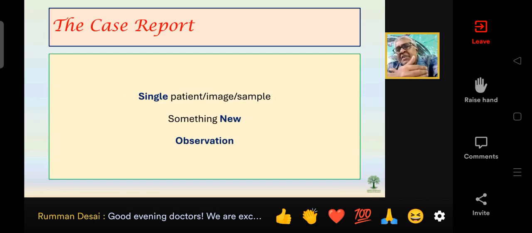So, this comes in the realm of a very basic design, the case report, where we are looking at a single patient, a single image, or images from a single patient, samples from a single patient. We are looking at something new, and it's an observation. We are observing this in this single patient, and it is a new finding. So those are the three key elements of a case report. It's a single person or a set of samples from a single person, images from a single person. There's something new, and it's an observation.